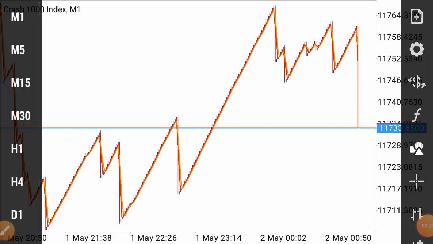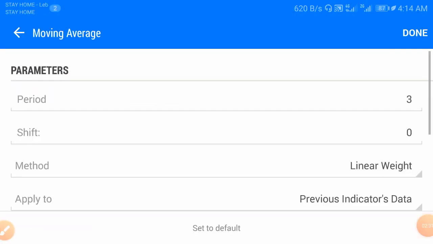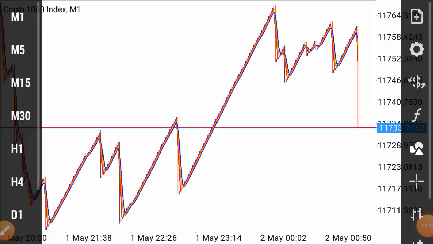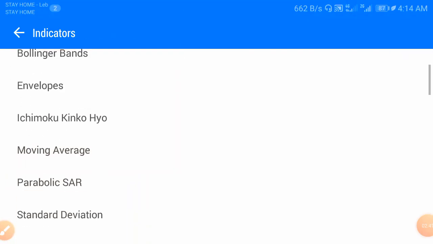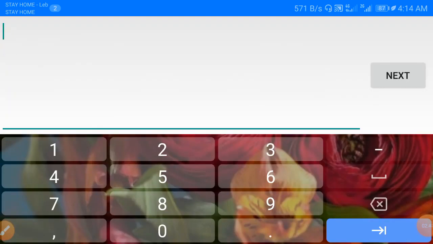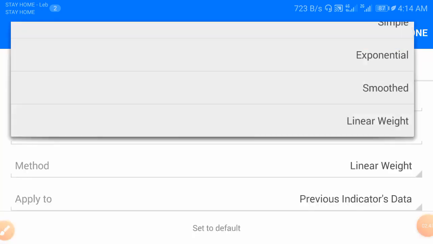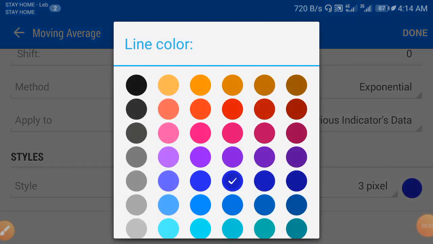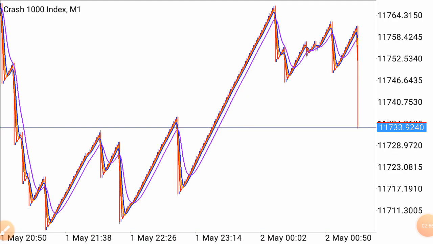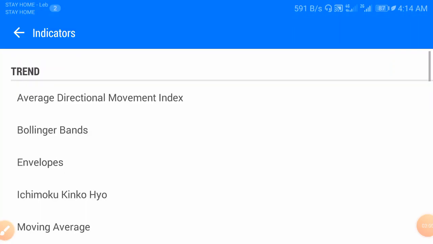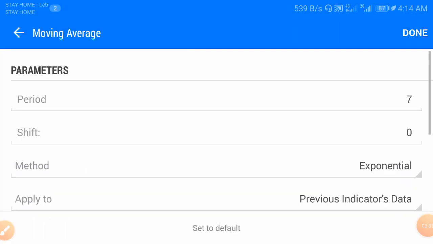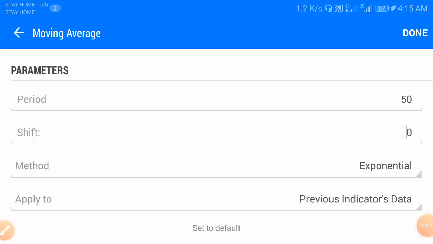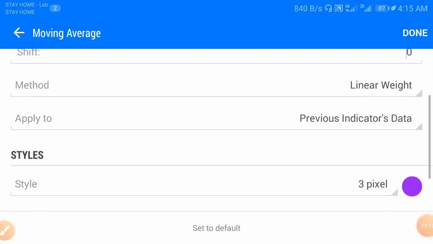Once more, add a moving average the same way, choose color blue, and done. Then add another moving average and select period 7. This will be exponential, apply to previous indicator's data, and choose any color you like. Now look here, after this 7, add the 50 period moving average, linear weighted, previous indicator's data, choose color black.